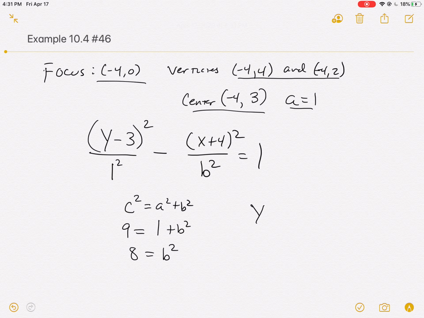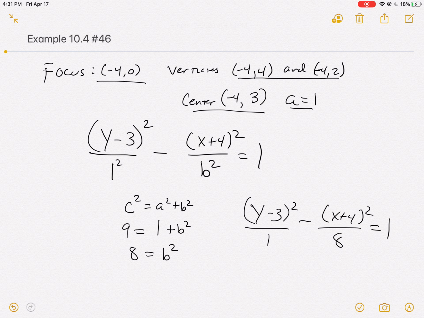So my equation is y minus 3 squared all over 1 minus x plus 4 squared all over 8 is equal to 1. And then we could graph that if needed just by plotting points and sketching it out. So I think it does ask you to graph it, but I just wanted to make sure you could come up with that general equation for this number 46 and others like it that are in and around there.